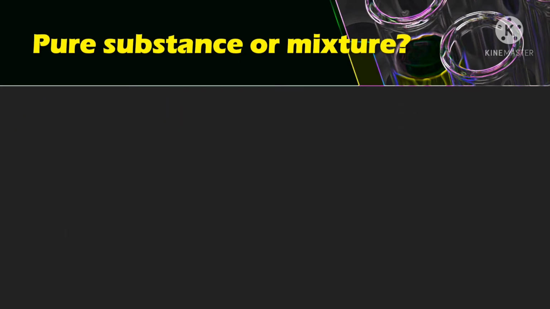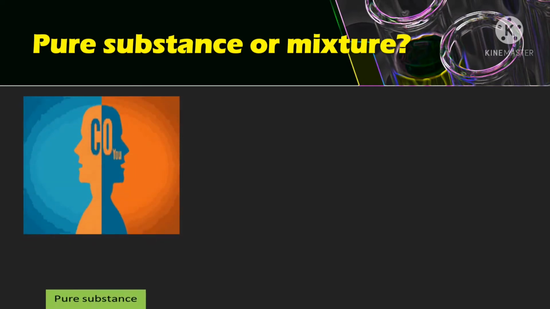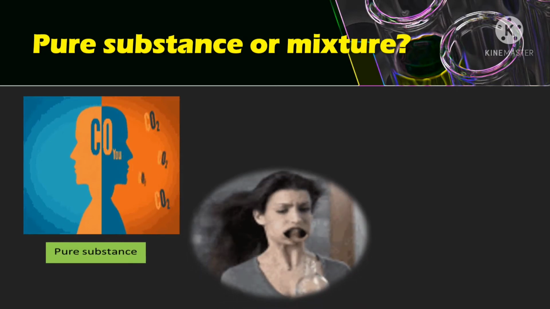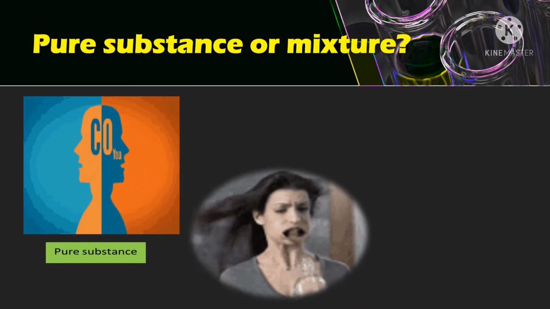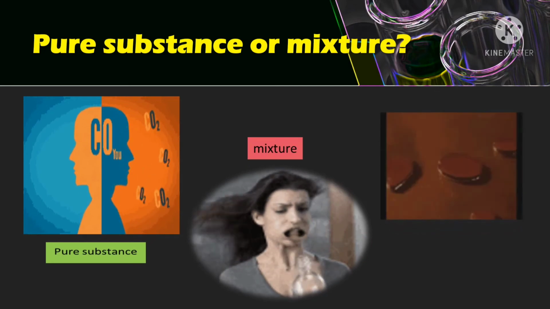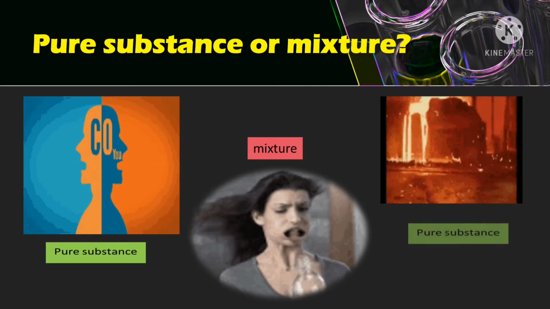Number 4. Carbon dioxide. It is a compound of carbon and oxygen. Therefore, it is a pure substance. How about air? Air is considered a mixture because air shows the properties of all the gases present, and it can be separated into its components like nitrogen, oxygen, argon, and carbon dioxide by the process of fractional distillation of liquid air. How about mercury? Mercury is an element, right? Therefore, it is a pure substance.